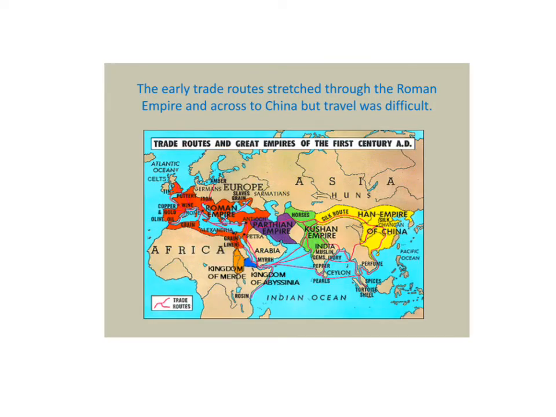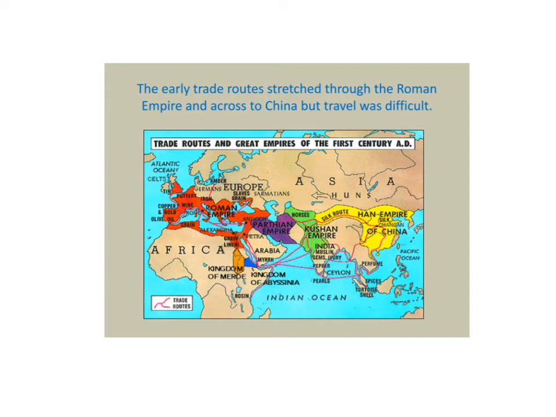So some of this is going to be a review. This shows you really a lot of the Silk Road, which we studied last year. You can see it stretches all the way from China up through the Roman Empire. It also does dip down into northern Africa and the Middle East.